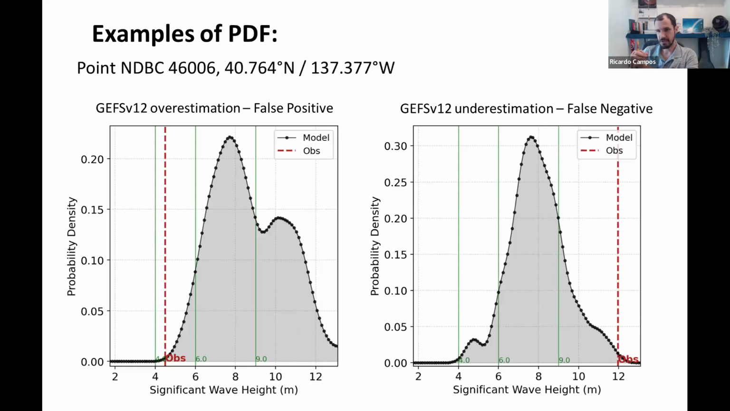These are examples of not very successful events. Overestimation on the left side, so the Ensemble members, the way we subsample the data and we build the PDF, it's showing much higher probability than expected. And the opposite, the observation here, the buoy measuring 12 meters, and most of the data, the forecast around 6 to 9 meters.